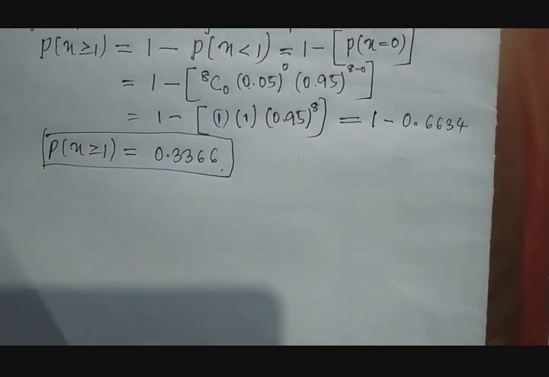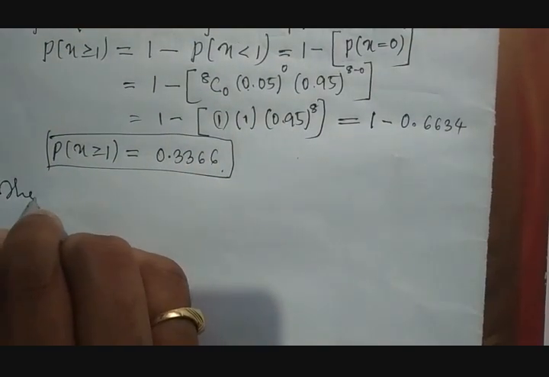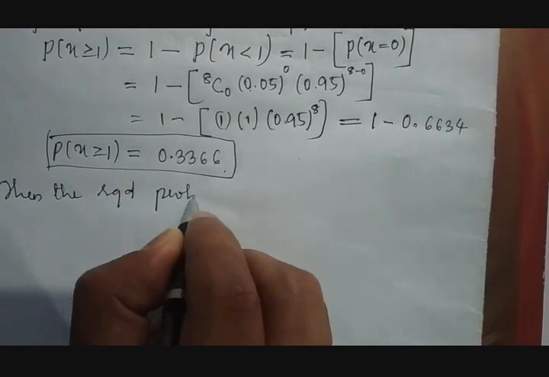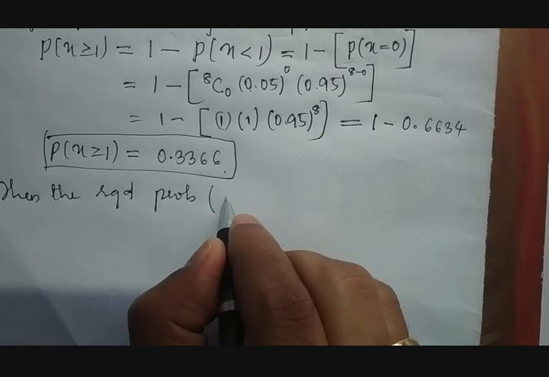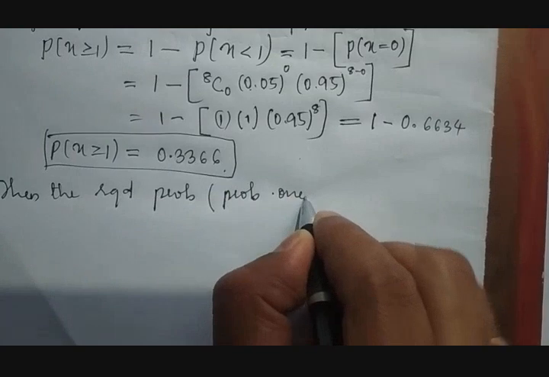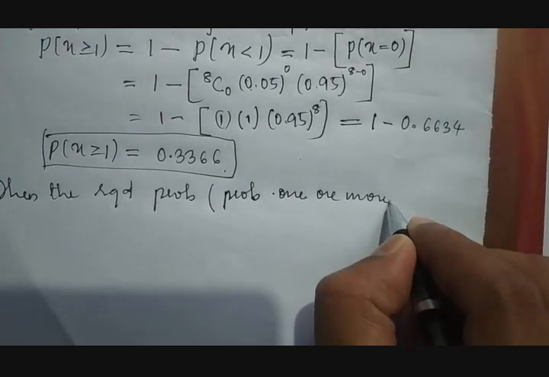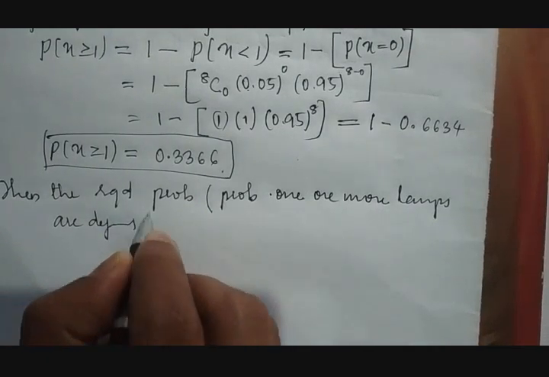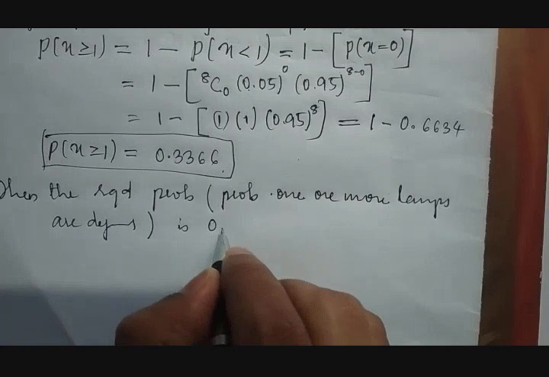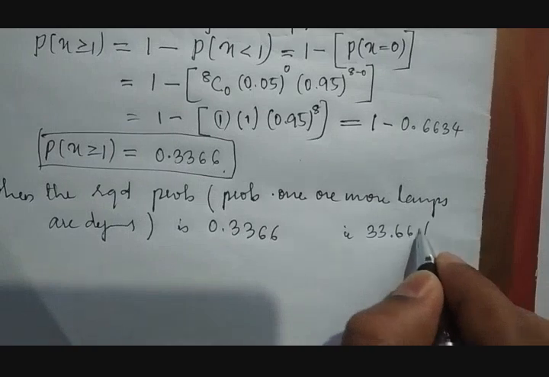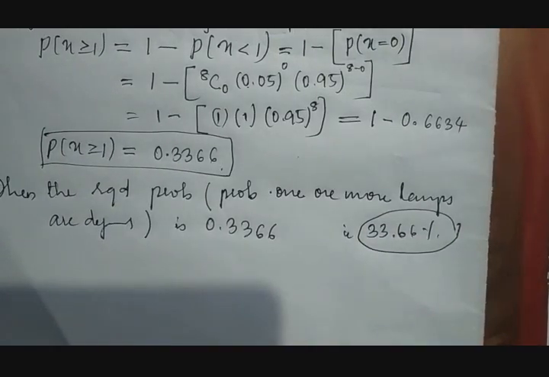What is the conclusion here? Thus the required probability, that is, the probability of one or more lamps being defective, which we are calculating, is 0.3366. That means 33.66% of the chances are there where we may get one or more than one lamps defective.